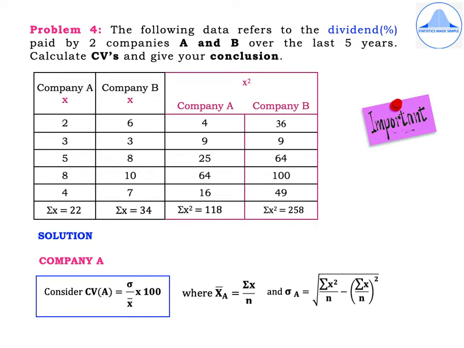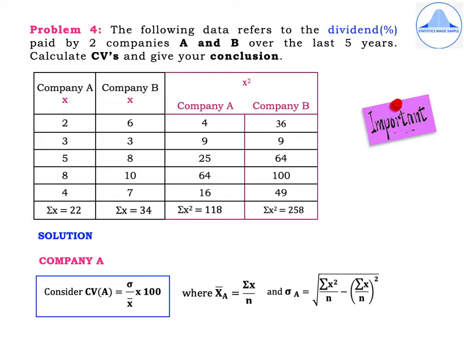Now the first step is to mark company A and company B values as X. Let us now calculate summation X for company A, which is 22, and for company B summation X is equal to 34. I'll start with the solution. We need to find out the coefficient of variation for company A. So we'll write the side heading as company A and write the formula for CV of A, which is equal to sigma divided by x bar into 100.